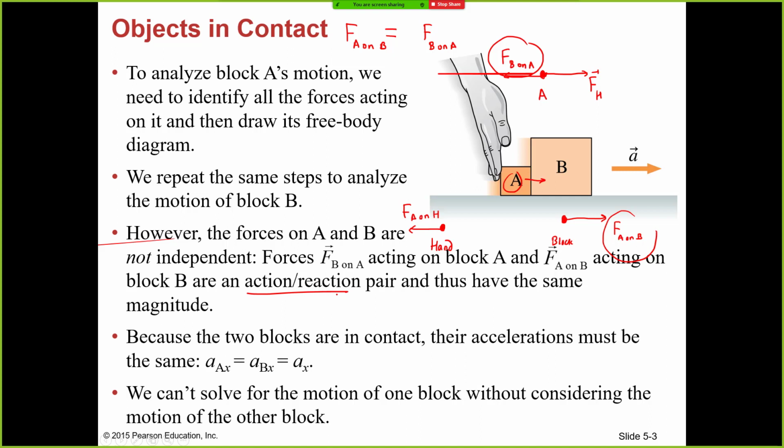That's the second step. And the third step is, since the objects are touching each other, this whole system, meaning hand, A and B, all have the same or common acceleration. They are moving all at once, so they have the same acceleration. So that's the third step. And the fourth step would be, you get a bunch of equations, and you solve the equations. I'll show you how to do that in the next part.